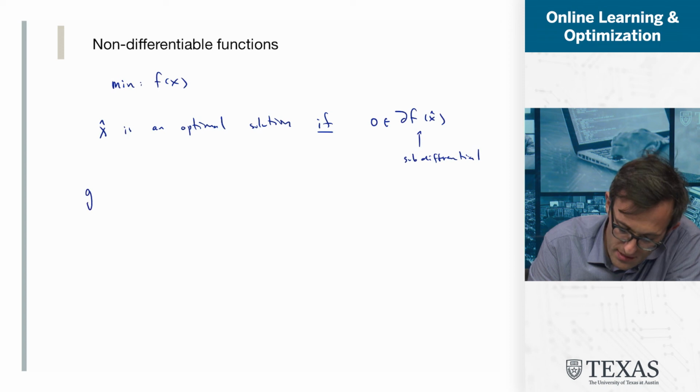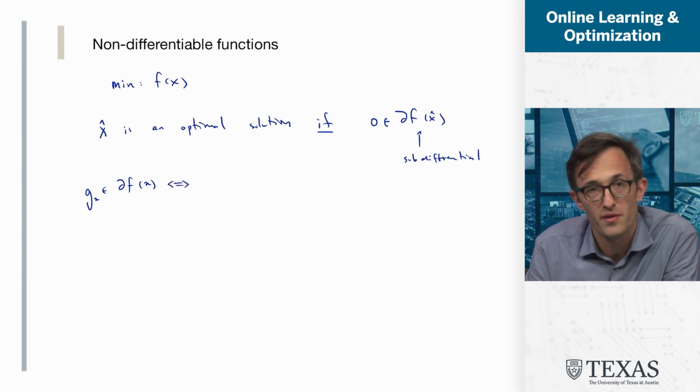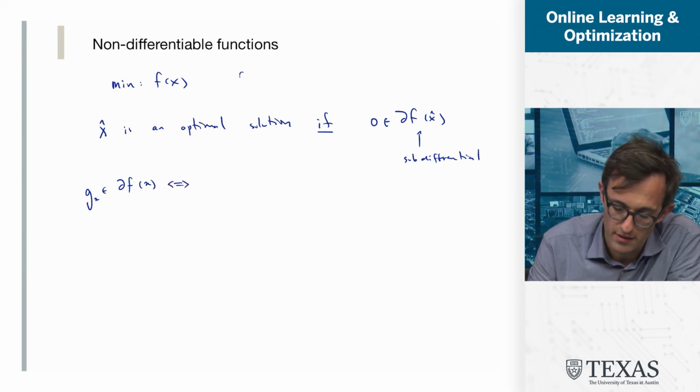G is an element of the subdifferential of f at x is equivalent to, again, everything in sight is convex, f of x is convex.